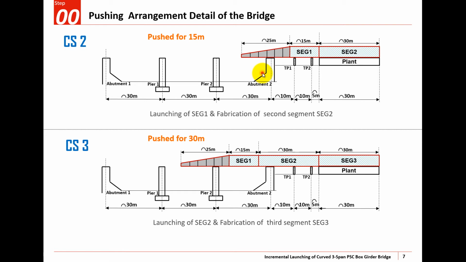So Midas Civil offers a specific bridge wizard to simulate the intermediate stages between the incremental pushes, to accommodate these incremental pushes of 1 meter. So in CS2, segment 2 would be stitched to CS1 and the whole of the bridge would be pushed for 15 meters. And in CS3, segment 3 would be casted and pre-stressed, and all the reinforcement would be accommodated in the plant itself, and segment 3 would be attached to the rest of the superstructure, and the whole of the bridge would be pushed for 30 meters in 1 meter increments.